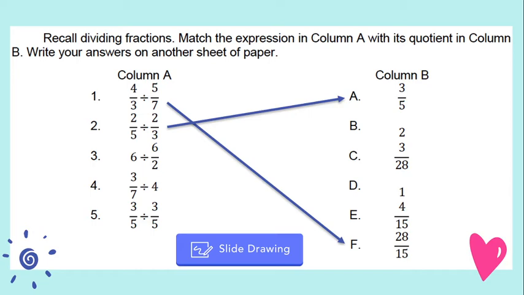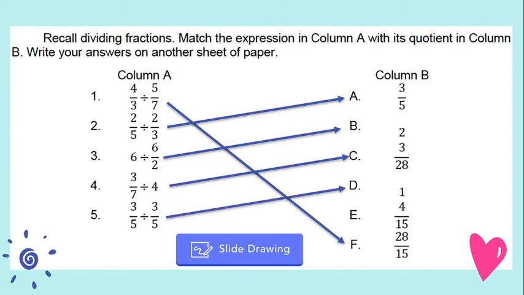Very good. For number 3, we have 6 divided by 6 over 2. The answer is letter B, correct? That is 2. For number 4, we have 3 over 7 divided by 4. The answer is letter C, 3 over 28. And for number 5, we have 3 over 5 divided by 3 over 5. The answer is letter D, 1.